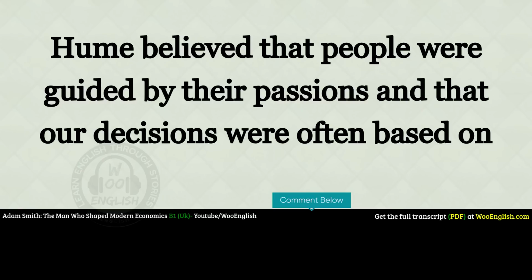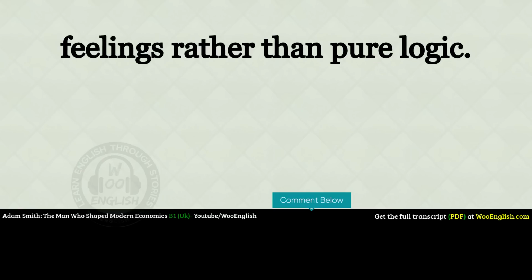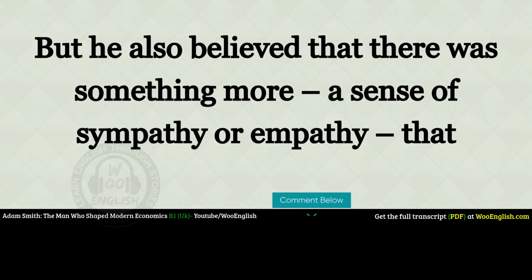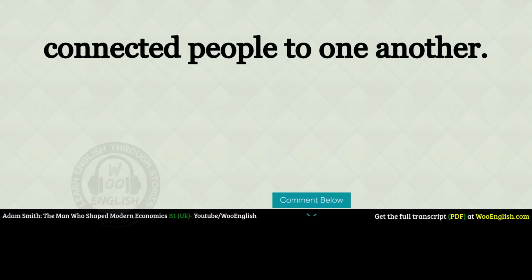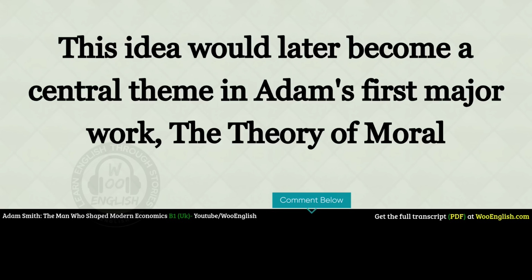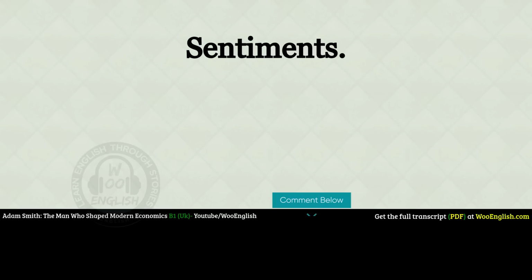Hume believed that people were guided by their passions and that our decisions were often based on feelings rather than pure logic. Adam agreed, but he also believed that there was something more, a sense of sympathy or empathy that connected people to one another. This idea would later become a central theme in Adam's first major work, The Theory of Moral Sentiments.